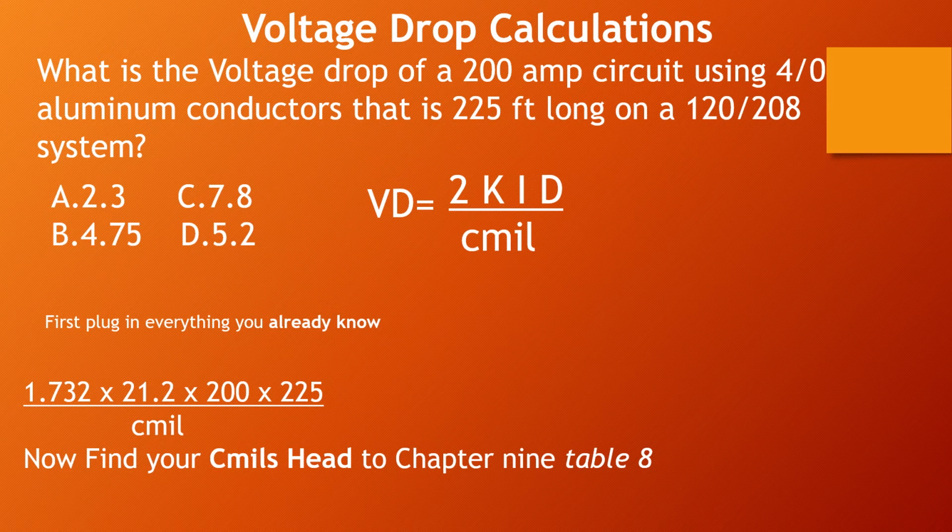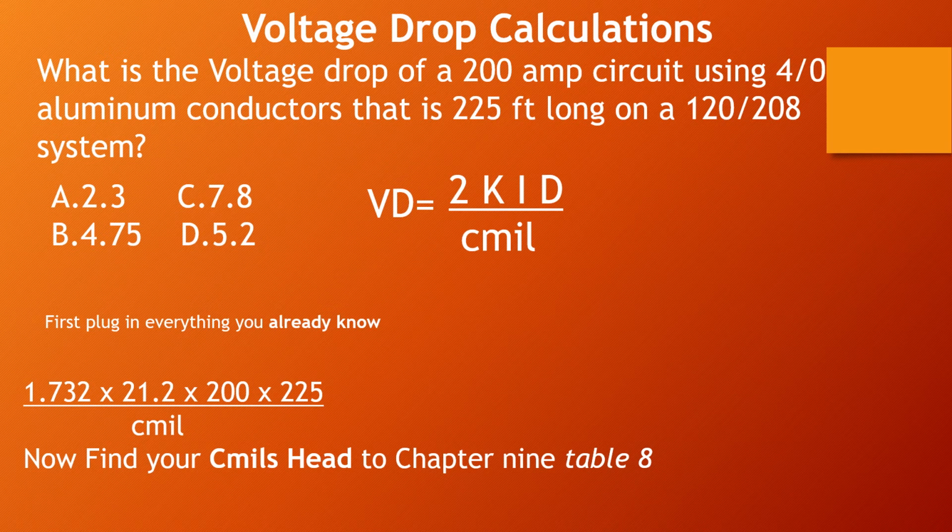The first thing I do when I get in the testing center is get a scratch piece of paper. They won't let you take notes in, but once you get in there, you can write down whatever you want. So I write down 2KID over C mils. I write down 12.9 for copper. I write down 21.2 for aluminum. And I write down 1.732 for all my three-phase questions. If you've got those keys, you can answer tons of questions that might come your way.